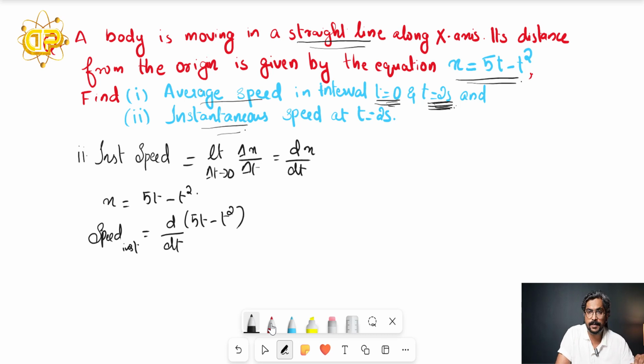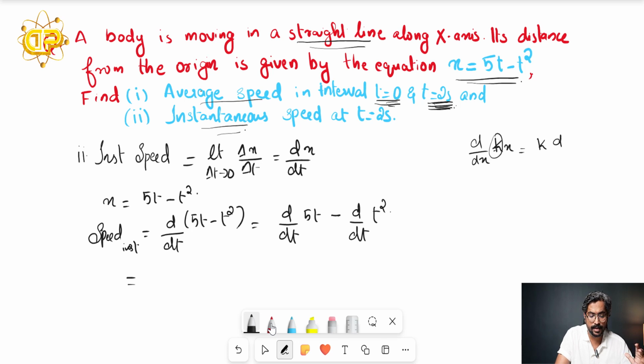It is a simple differentiation. That is equal to d by dt of 5t minus d by dt of t squared. For d by dx of kx, if k is a constant, you can just take that k outside, and dx by dx is equal to 1. So that will be the answer. Here also 5 is a constant times t. You can take the 5 outside and differentiate t with respect to t, then you will get 1.